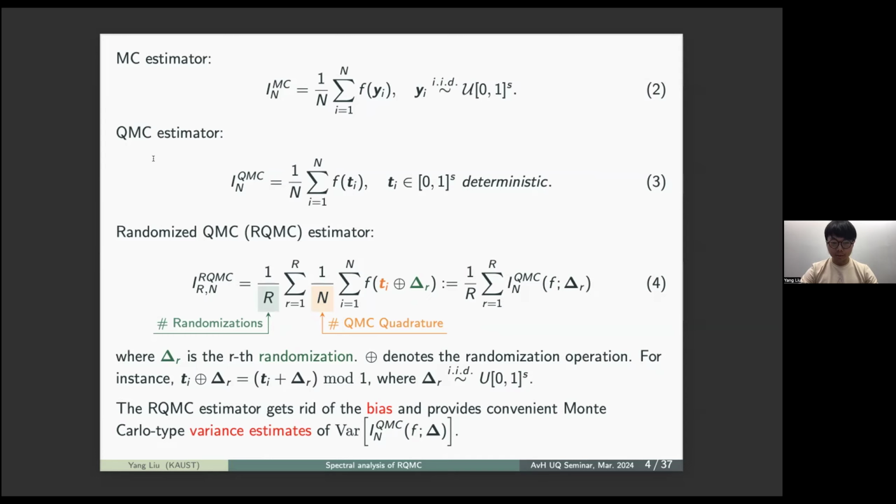The result is biased, so we need to introduce randomization in order to get the unbiased randomized QMC estimator, where this circle plus denotes the randomization operation. And in the case of the lattice rule, we can apply the so-called random shift, where we have this delta, which is a random variable in [0,1]^s. We apply this to the set of lattice points to get this randomized QMC estimator. This is unbiased, and it also provides an estimate for the variance of this RQMC estimator. The variance of such an RQMC estimator is the one that we want to study today.